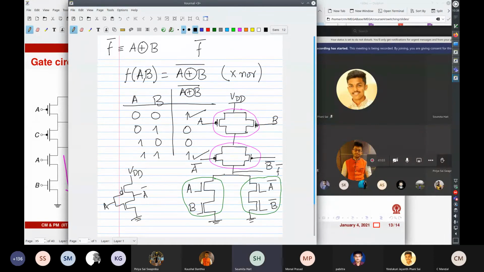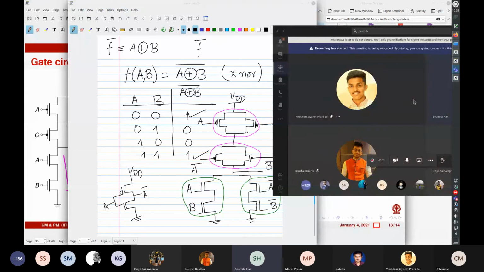Yes, sir. I was thinking that we can draw the upper part as a parallel combination of A B bar and A bar B. So I thought that will also work.